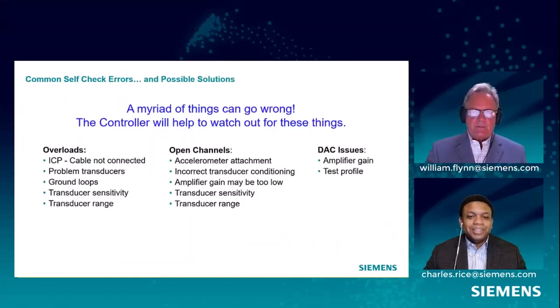A lot of things can go wrong in a test, and it's really up to the controller to help you watch out for these things. And that's why it's such a comprehensive test. A lot of things are being checked by the system automatically, for example, overloads, open channels, DAC issues. So if you forgot to turn the amplifier on or turned it up too much, a lot of these things will come out of the results of a self-check. If you've got too high of ground loops, if you've got a sensor that fell off, all of these things should be discovered from the results of a self-check.